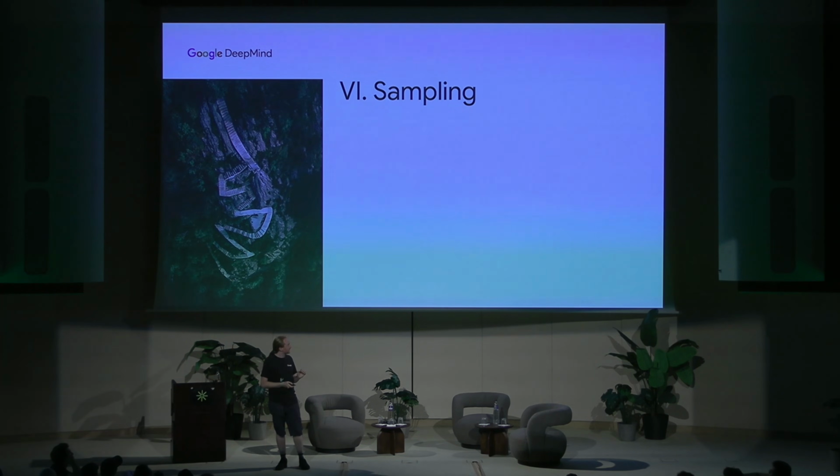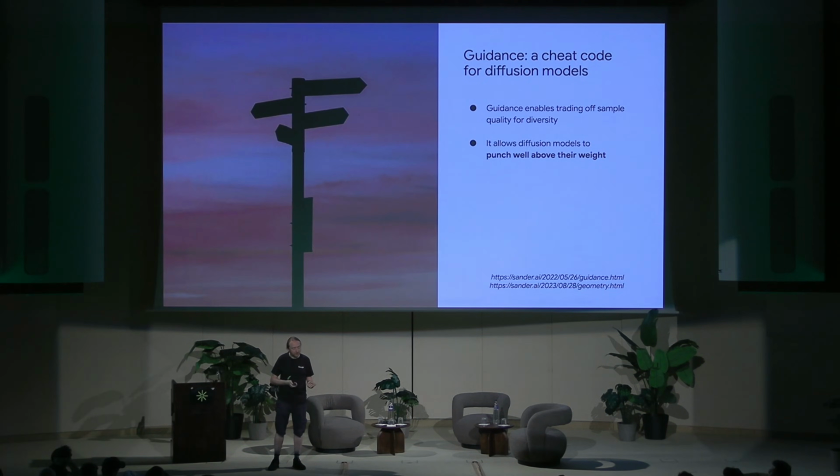Yeah, now let's talk about sampling, because I've already explained to you how you can use a denoiser to sample images. But actually, there's a very important trick that we always use called guidance, which I like to think of as a cheat code for diffusion models. It allows them to punch above their weight. And that's also maybe part of the reason why these models still tend to be smaller today than large language models, because guidance works so well for this use case.